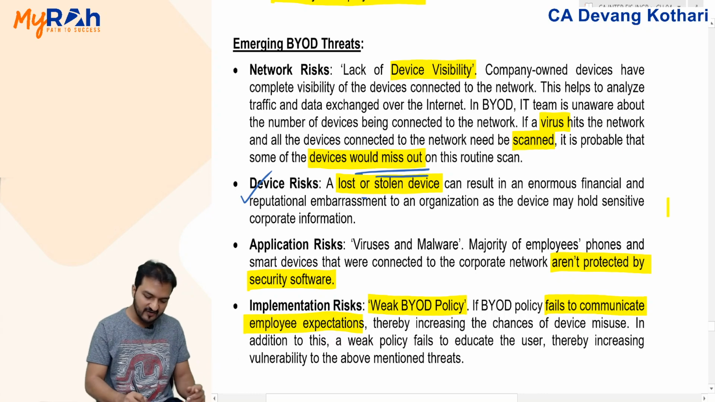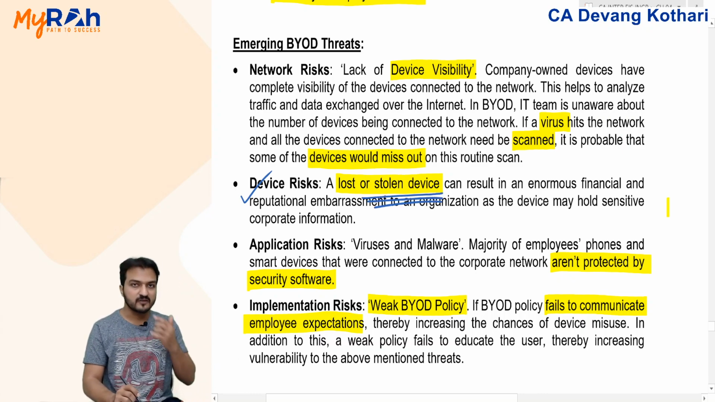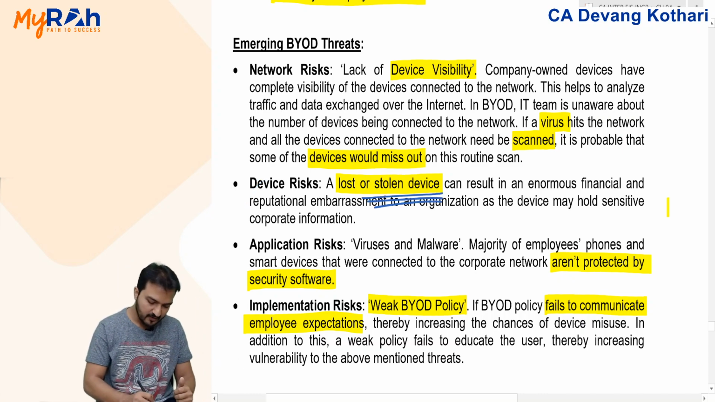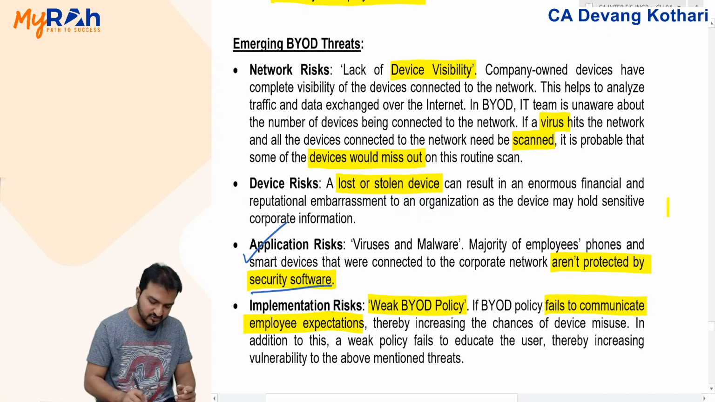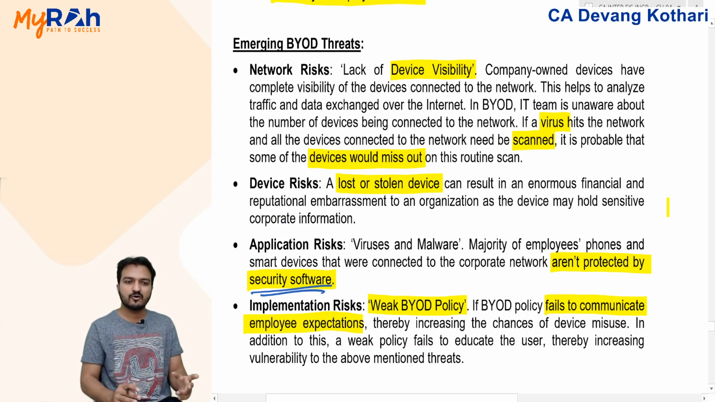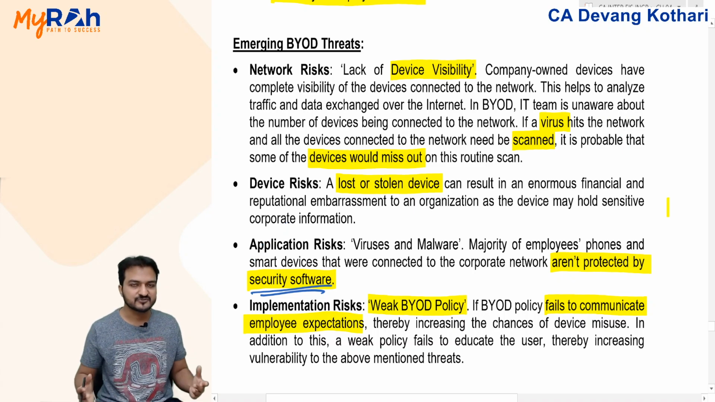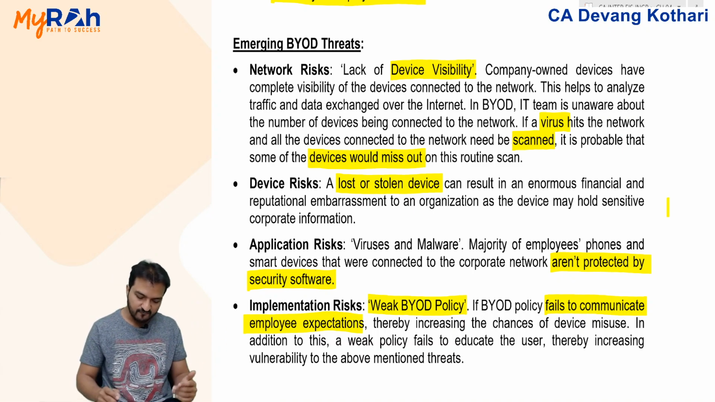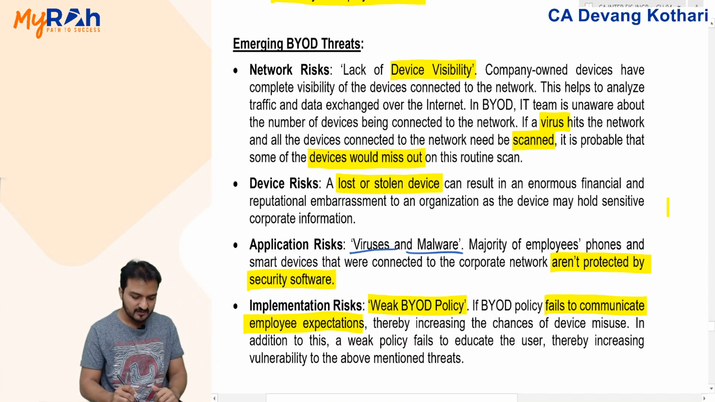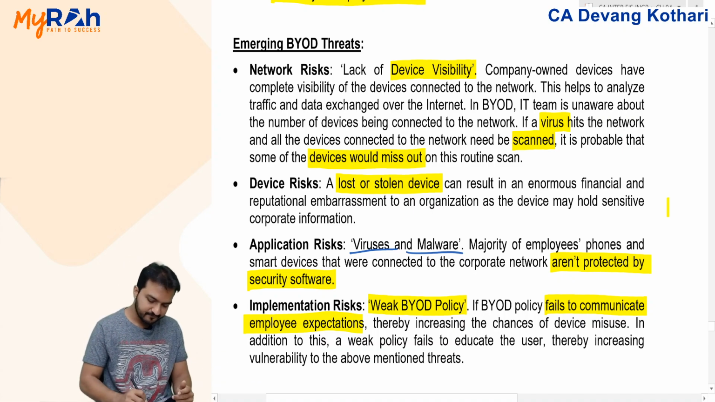Device risk: if your device is stolen, then the risk is to the company because company data is there in your device. Application risk: you might not have proper antivirus or security software in your device. You might be downloading so many unnecessary apps on your devices, because of which there is application risk, or risk of virus and malware on your device. Risk is to the company ultimately.